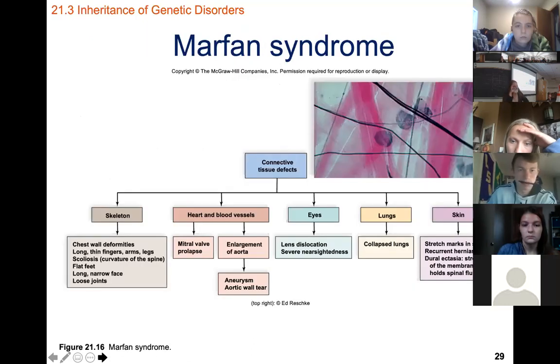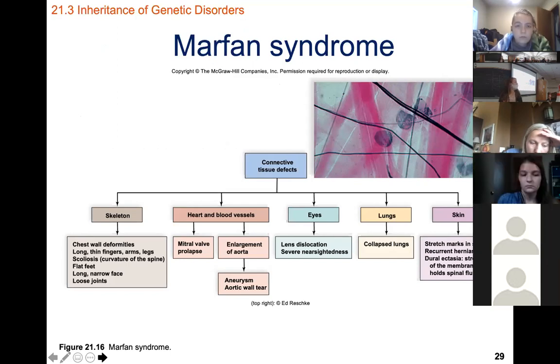Okay, here's a slide about Marfan syndrome. It says the connective tissue defects. So these are just some of those defects that I was talking about. You can have skeletal defects. You can have defects in your heart and your blood vessels, which is exactly what I was talking about a little bit there. Your eyes and your lungs and your skin all can be affected because of Marfan syndrome, which is an autosomal dominant disorder.